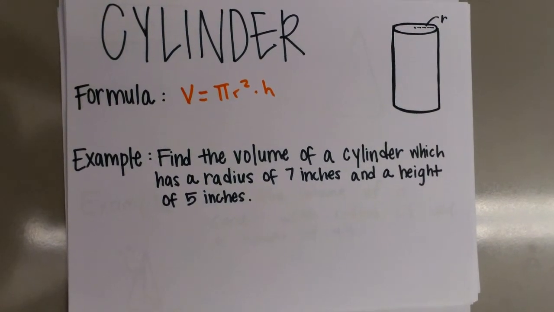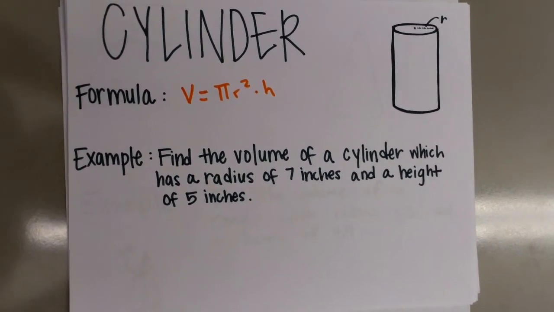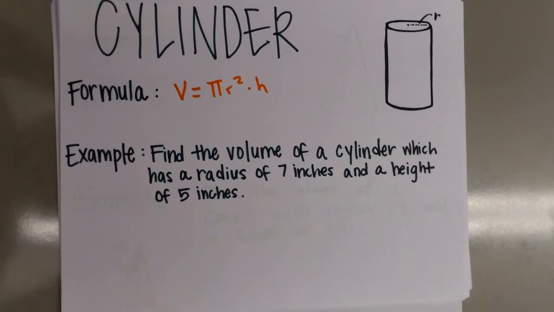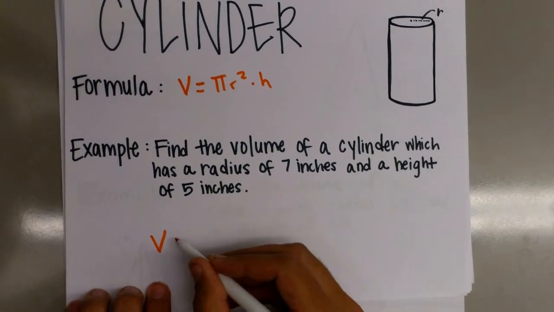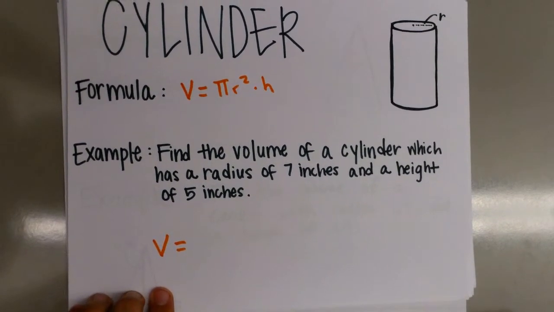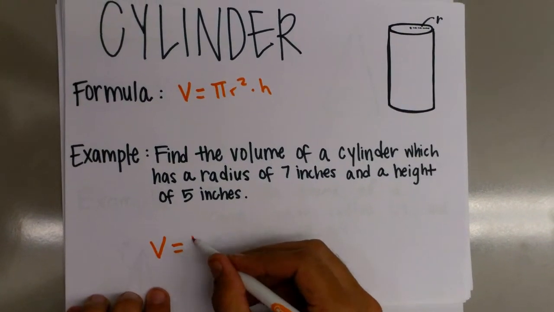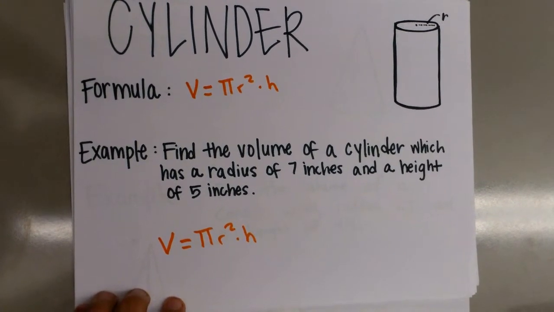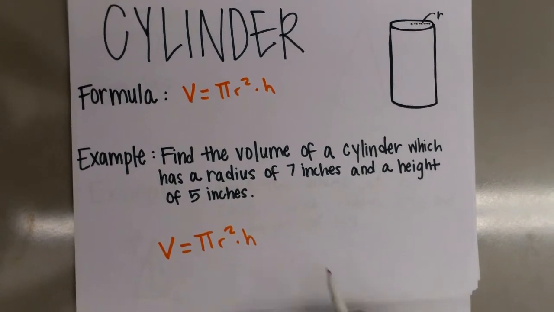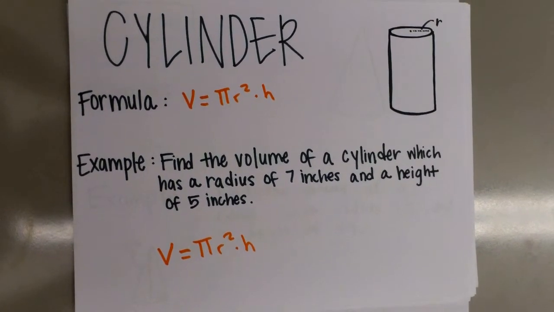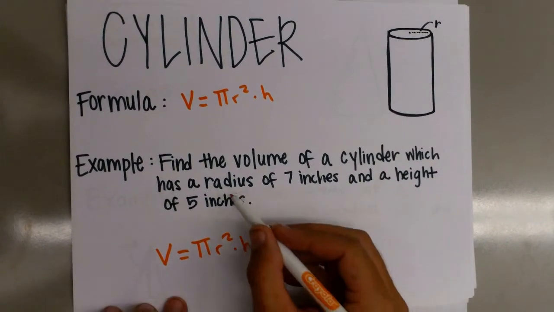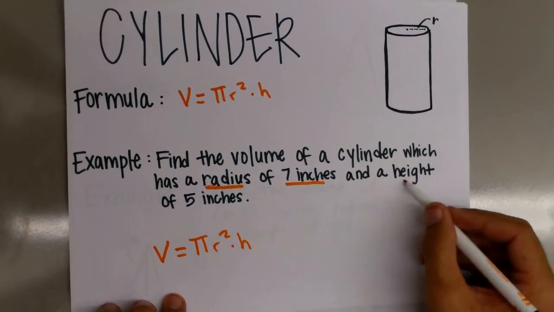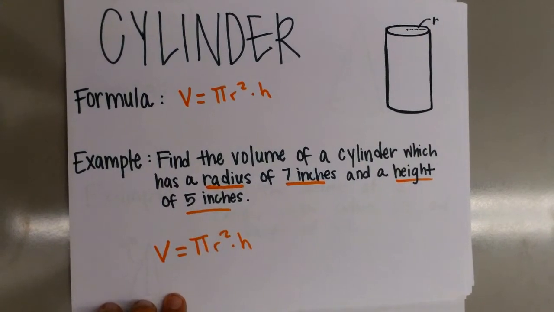So, for an example, find the volume of a cylinder which has a radius of 7 inches and a height of 5 inches. Alright, a good first step is to always write your formula down. So we have volume equals pi r squared times height. It's always good to do this before we start plugging in any numbers that we have in the problem. In the problem we have a radius of 7 inches, so that is our r, and a height of 5 inches, so that's our h.